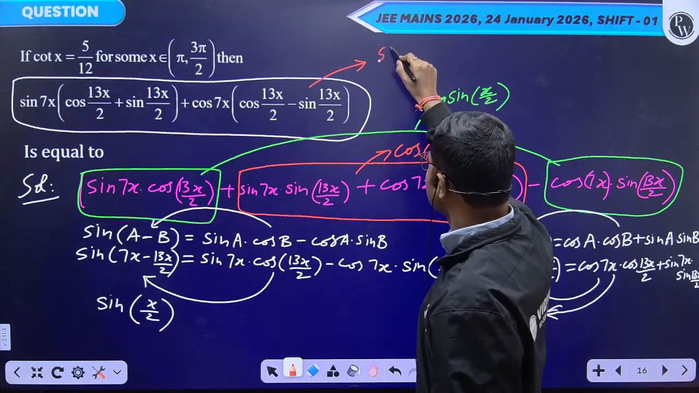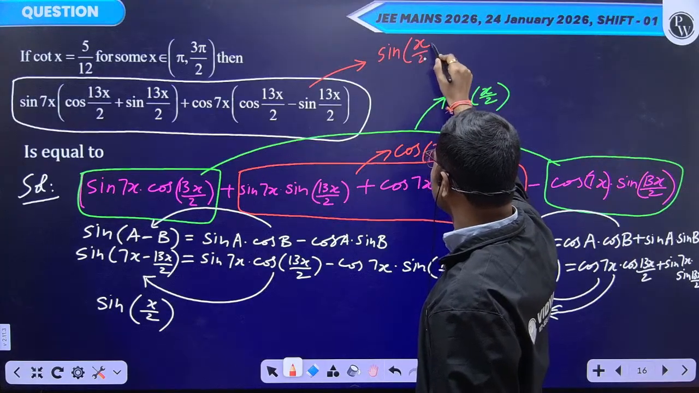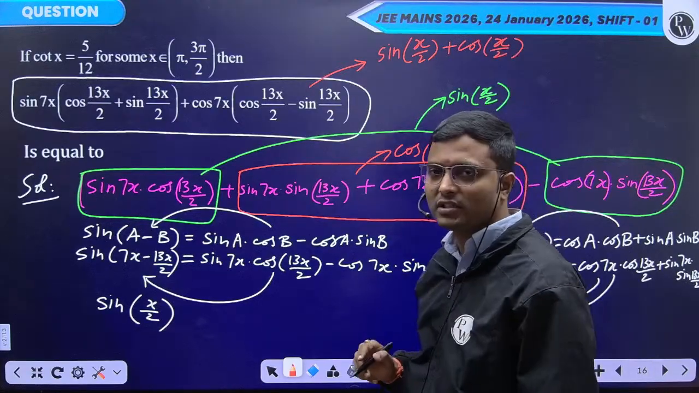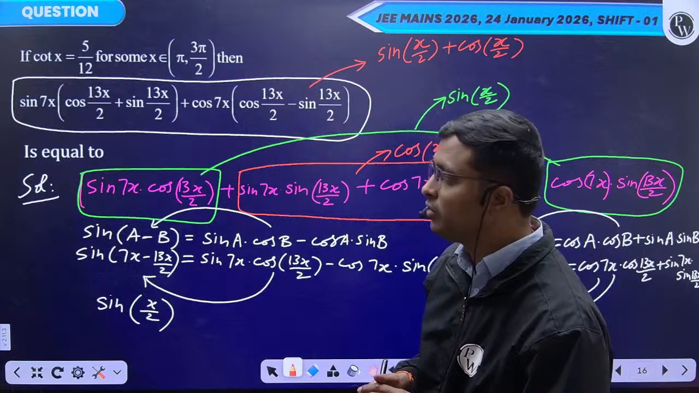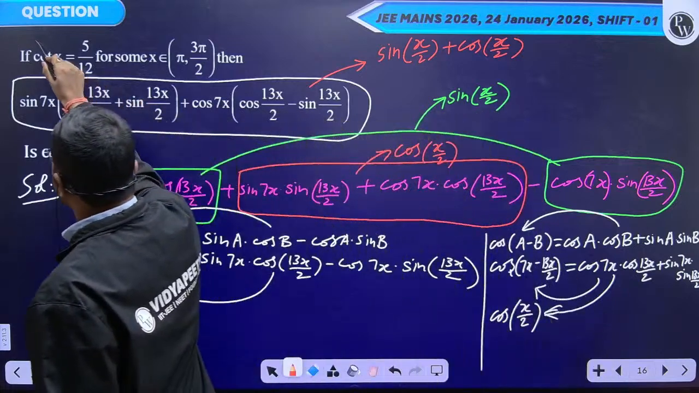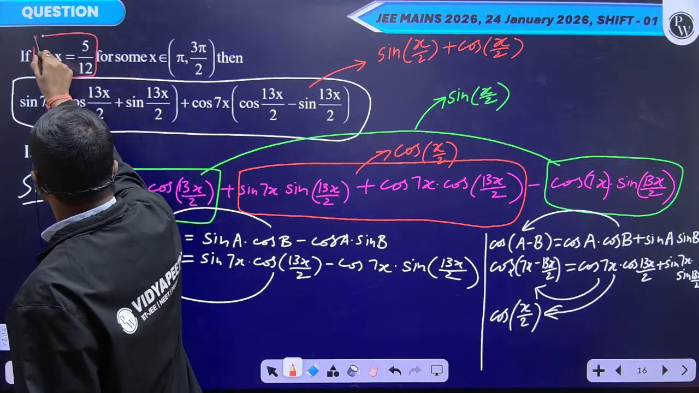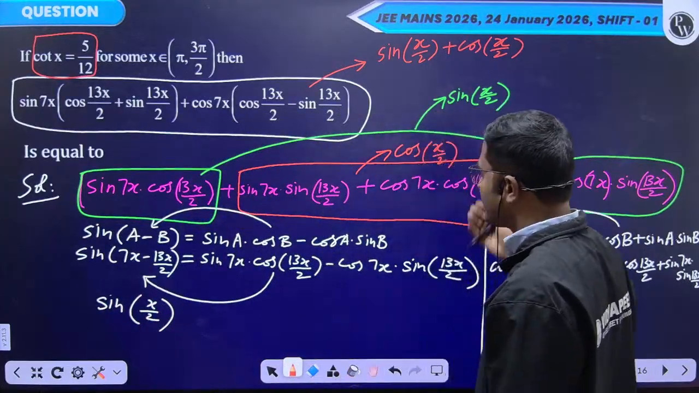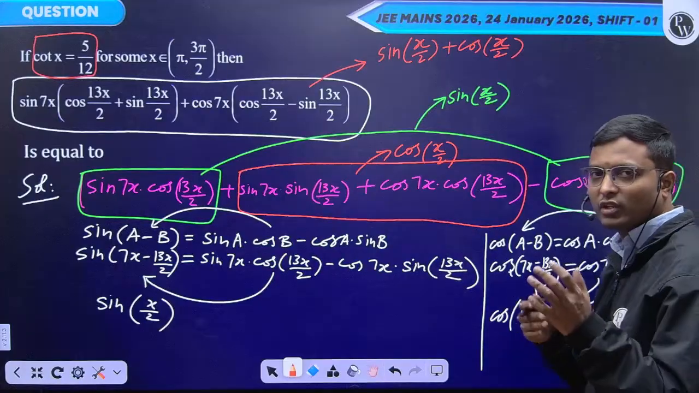What is it? Sin x by 2 plus cos x by 2. Still our problem is not done. We need to find this value based on the given information. The given information is cot x equals 5 by 12. Okay, so let us use this information. We'll go to the next slide.